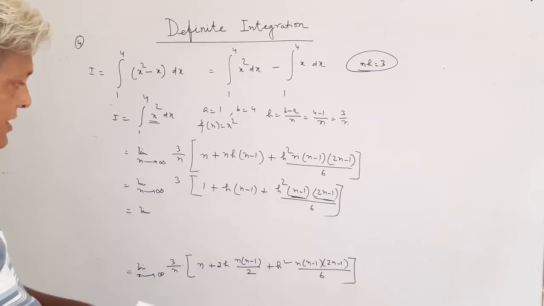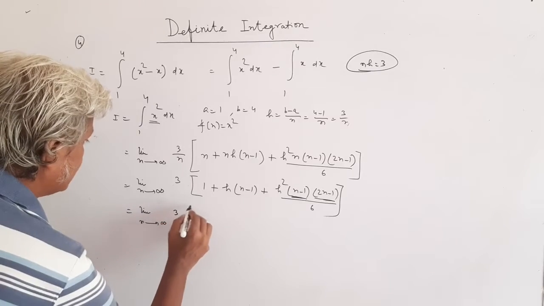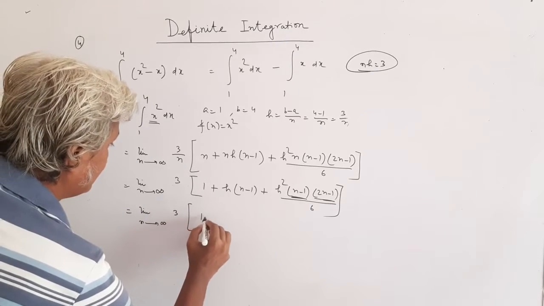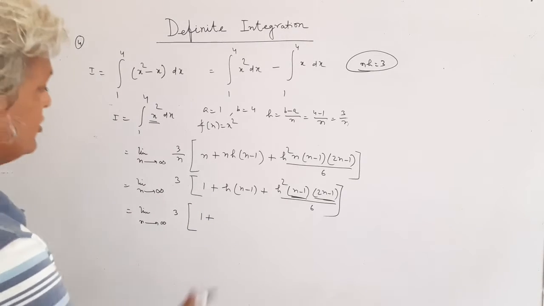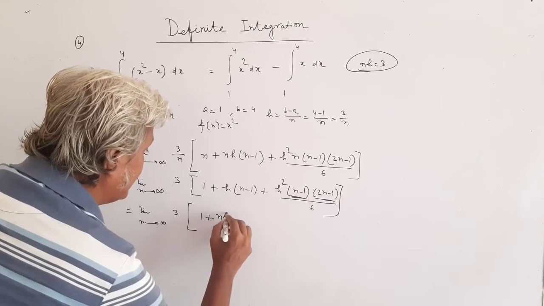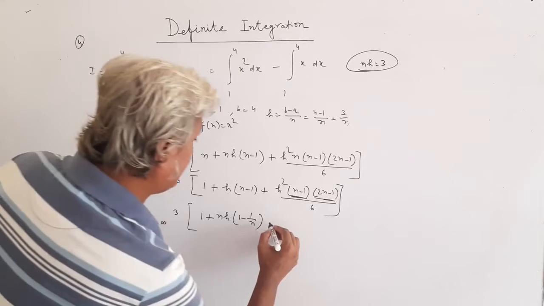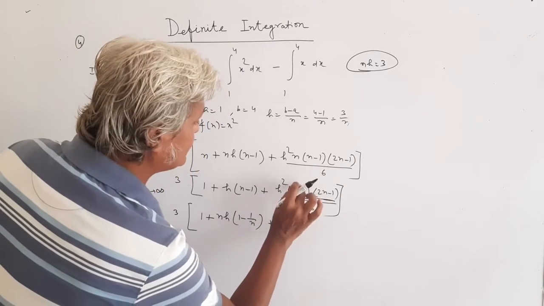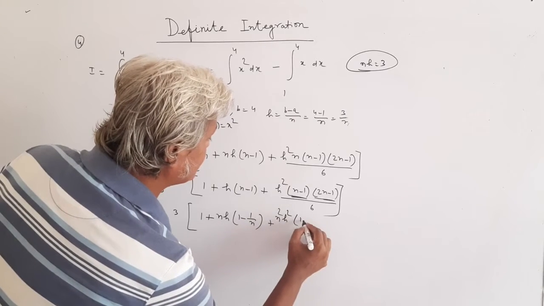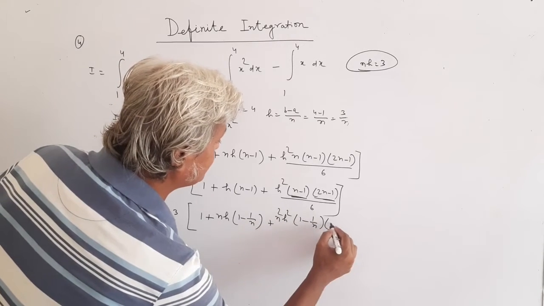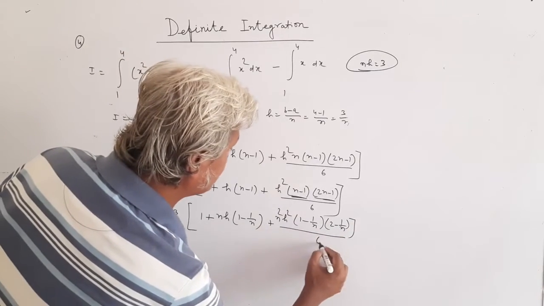Okay, let me clear this part of the screen also. Limit n tends to infinity, this is 3. Now this is 1 plus, I can expand, I don't need to expand right now because I want to take n common. So if I take n common, nh, and this becomes 1 minus 1 by n, plus here also you take 1 n common from this bracket, 1 from this. So this becomes n square h square. This becomes 1 minus 1 by n, this becomes 2 minus 1 by n and whole by 6.